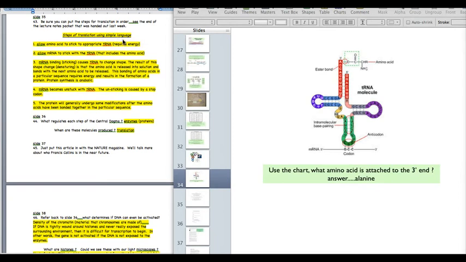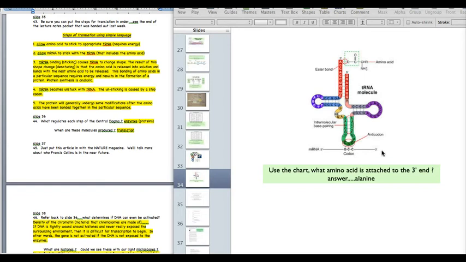Okay, we were going over the steps of translation, just trying to use simple language. The amino acid sticks to the tRNA, the mRNA sticks to the tRNA. That binding causes the tRNA to change shape, to denature. That allows the amino acid to pop off. And then as they come off in sequence, they are able to bond together.